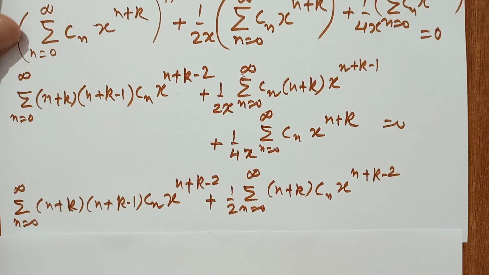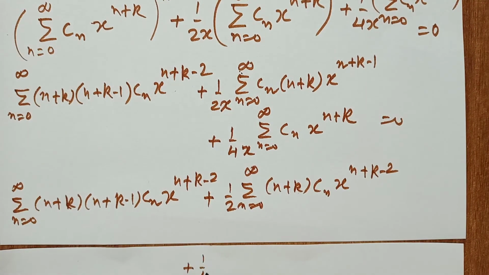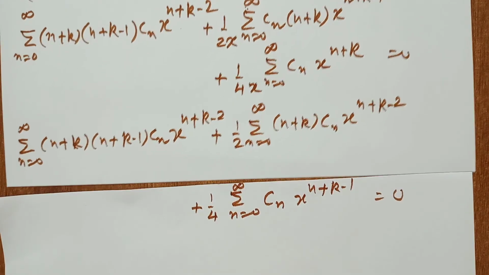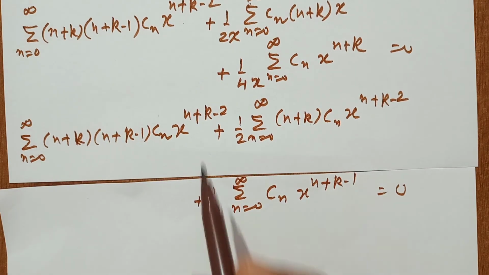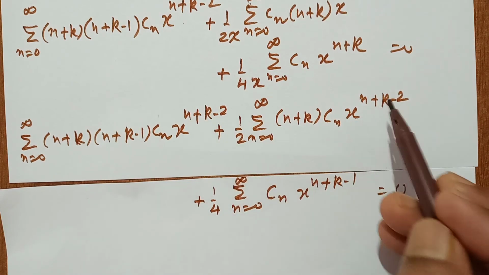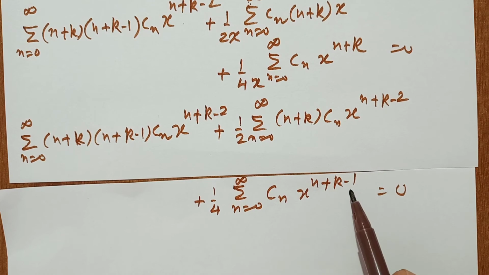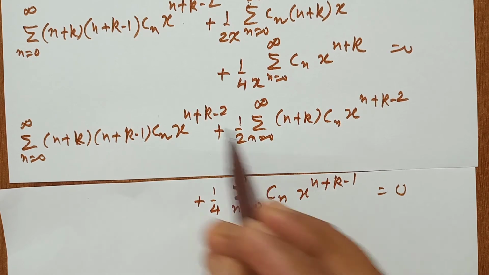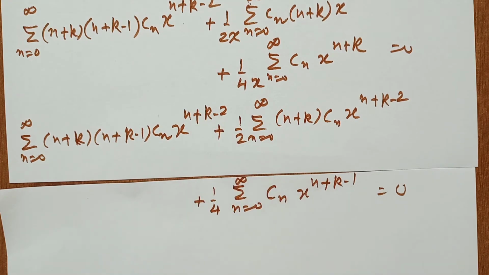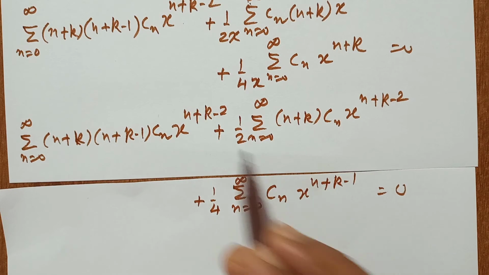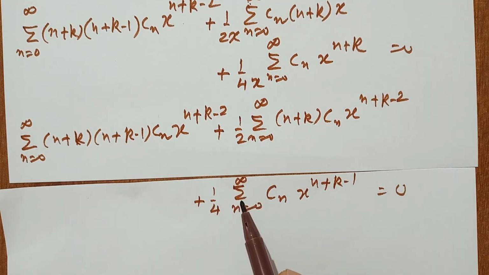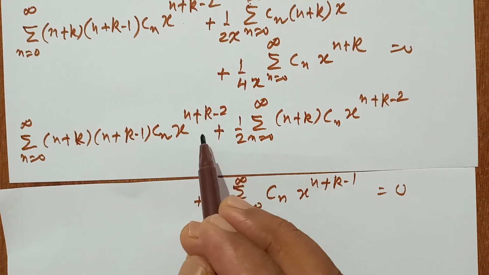And the next term, plus 1 by 4, can also be written as sigma n from 0 to infinity Cn x to the power n plus k minus 1, equal to 0. Now our aim is to collect the same power of x. Here we have x to the power n plus k minus 2, x to the power n plus k minus 2, but here x to the power n plus k minus 1. So the lowest degree term means n plus k minus 2. This can also be written as sigma, where this is one power greater than this term, so in the lowest degree term of x there are two terms.